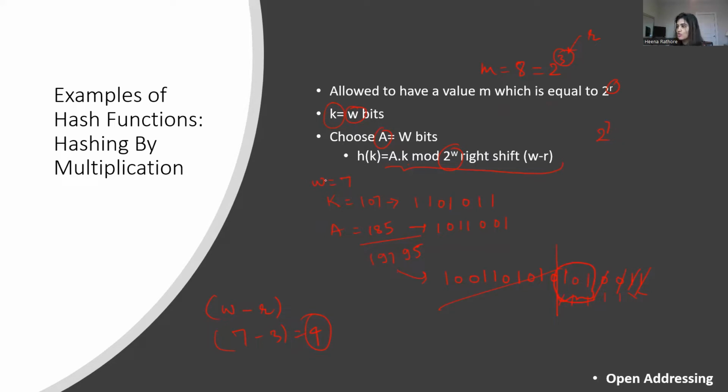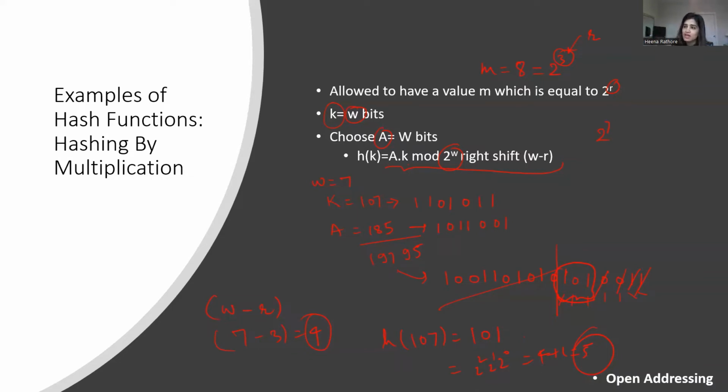hash output. So hash of 107 would be 101, which is not 101, that is the binary value. So 2 raised to the power of 0, 2 raised to the power of 2, which is 4 plus 1, which is equals to 5. So the hash value for inserting this key, which is 107, would be 5. So you are storing this value in the bucket number 5.